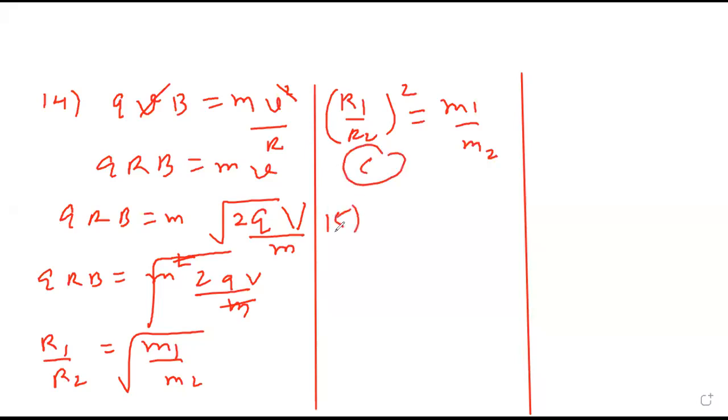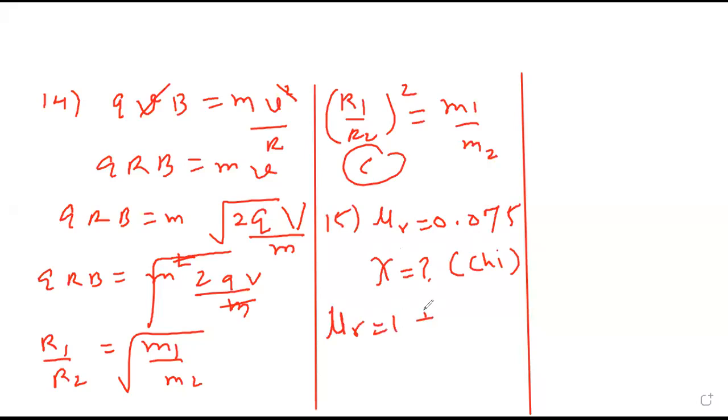15. Relative permeability of medium is 0.075. What is its magnetic susceptibility? Susceptibility is denoted by this letter, we read this as chi. Relative permeability is 1 plus chi.